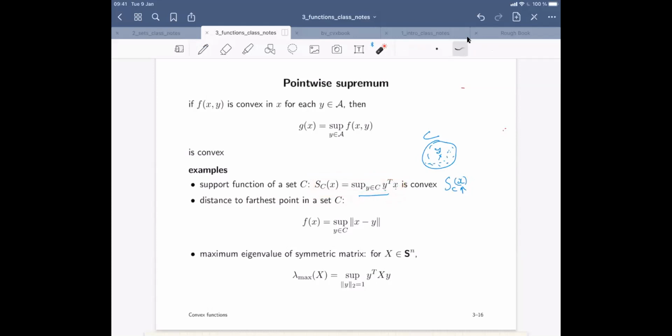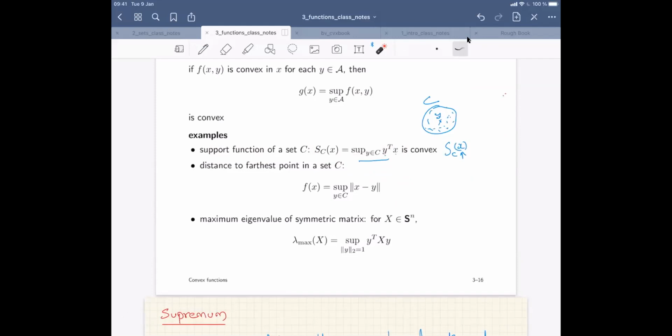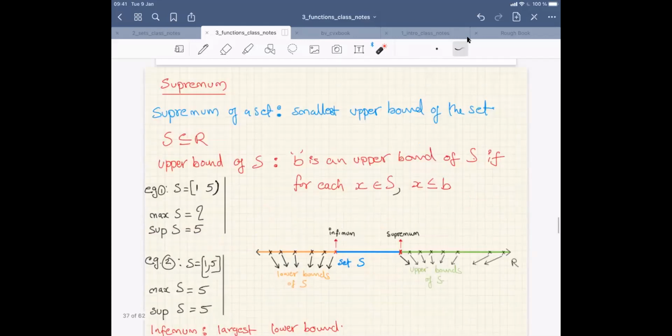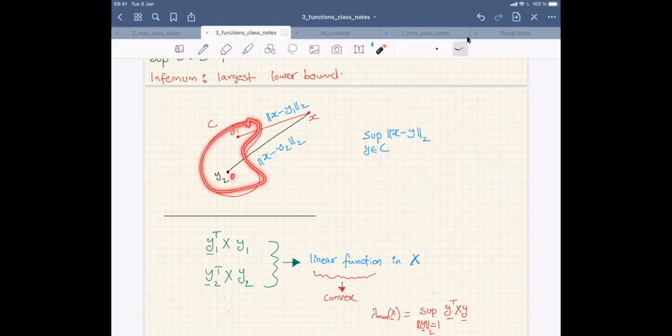The other example is the distance to the farthest point in a set C. What is that? You have a set C here, and how do you define f of x? You form all the possible distances: pick y1 and find the distance, which is the Euclidean norm of x minus y1, then pick y2 and find the distance, and like that you find all the distances and take the maximum of that. So pick y from C, find all the distances from x, and consider the maximum. That is the distance to the farthest point function.